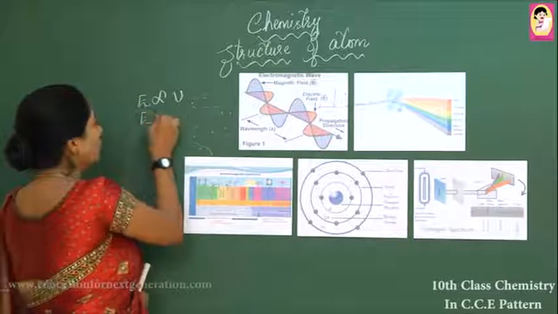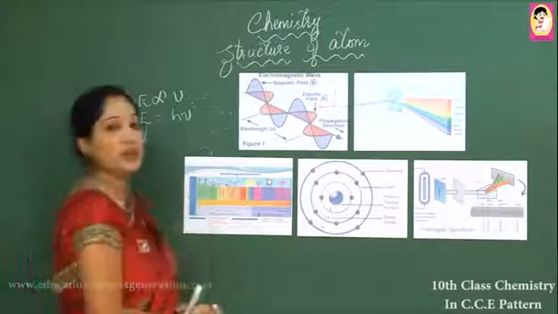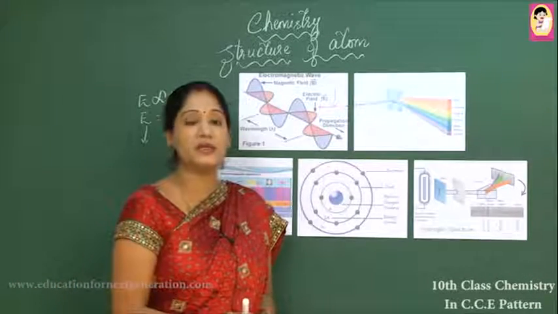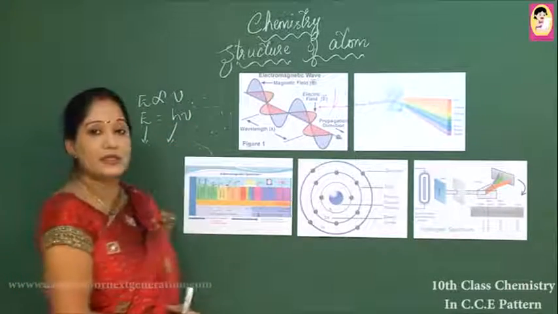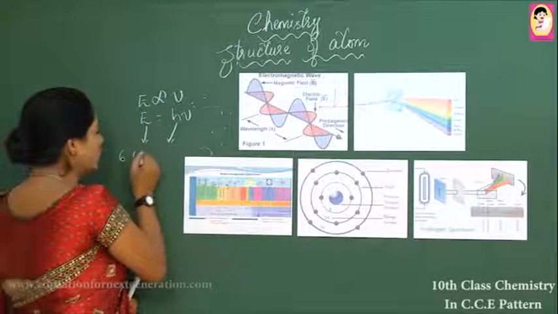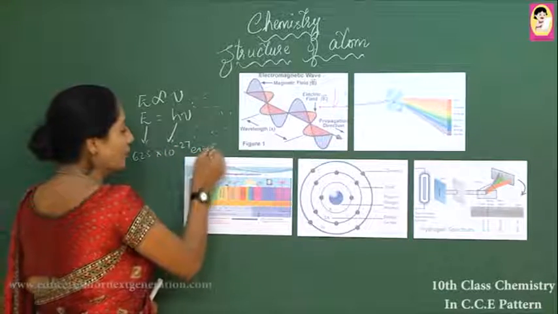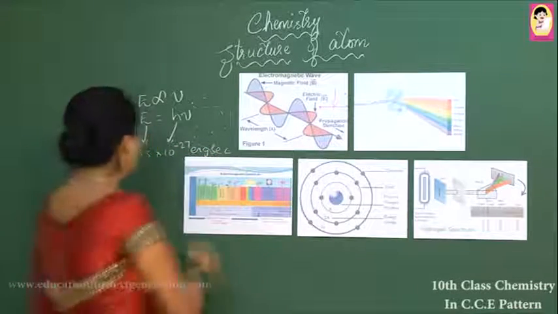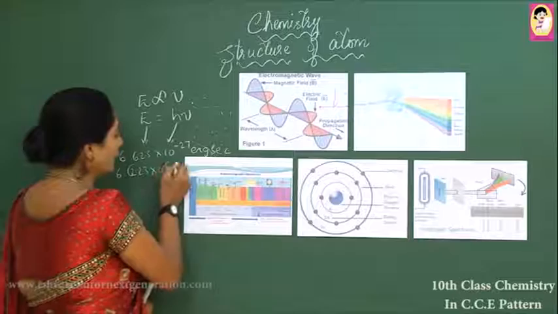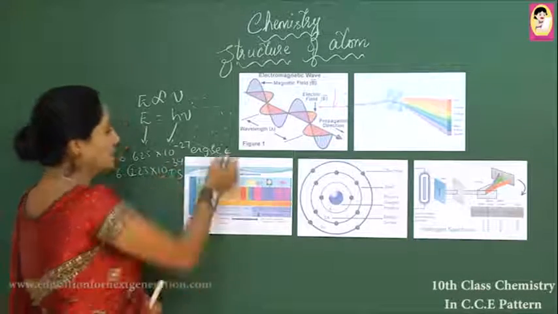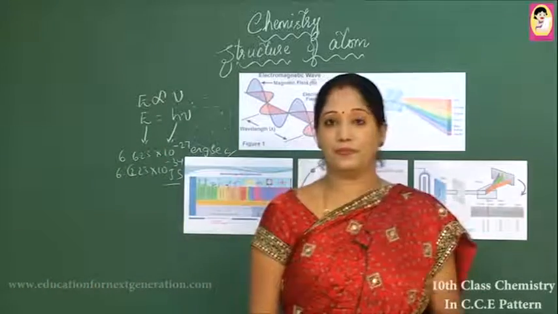E is equal to h nu, where E stands for the energy of the light radiation which is emitted or scattered on the surface of the metal. h is Planck's constant, which is equal to 6.625 into 10 to the power minus 27 erg seconds, or 6.625 into 10 to the power minus 34 joule seconds. These are the CGS and SI units of measurement of Planck's constant.